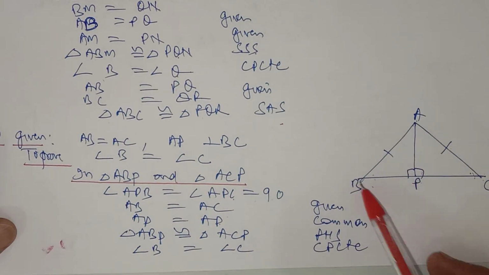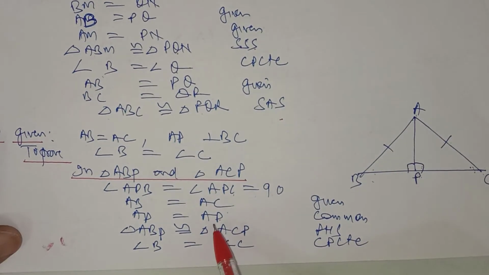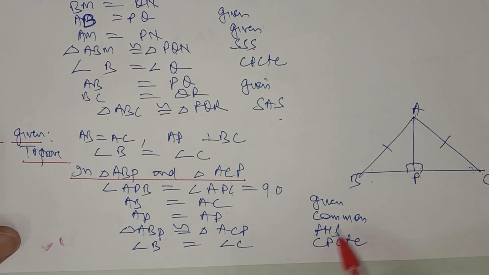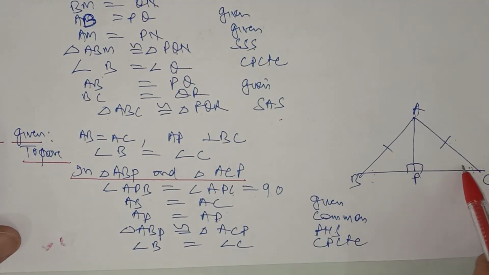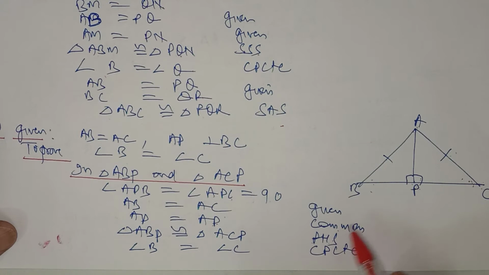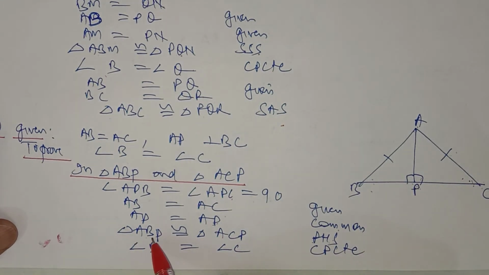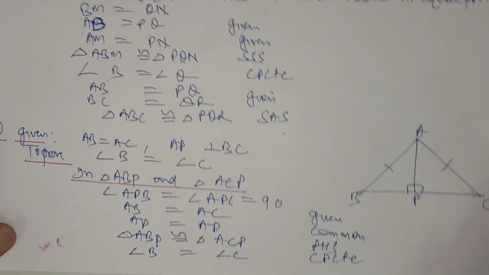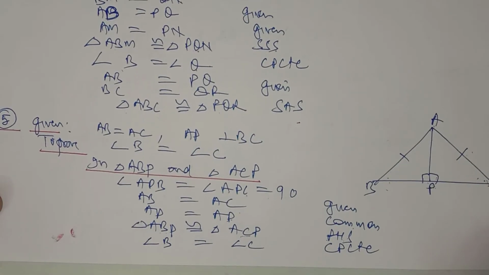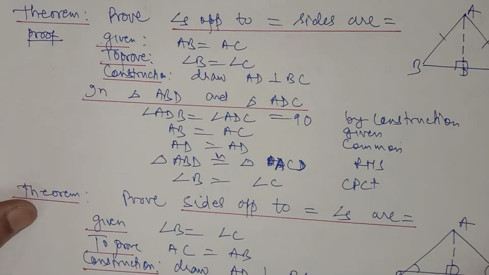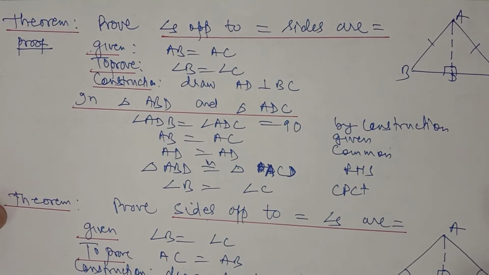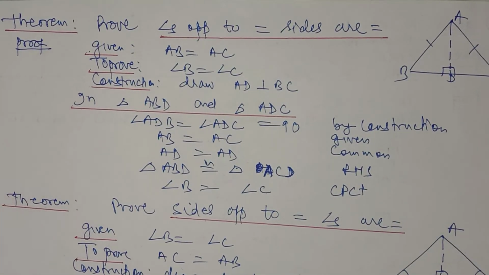So triangle ABP is congruent to ACP by RHS: right angle, hypotenuse, and one side are equal. Now because these two triangles are congruent, we can say that angle B will be equal to angle C, corresponding parts of congruent triangles are congruent. So it is a simple question. Now we'll prove two theorems here, which you should do first of all, before starting the exercise.